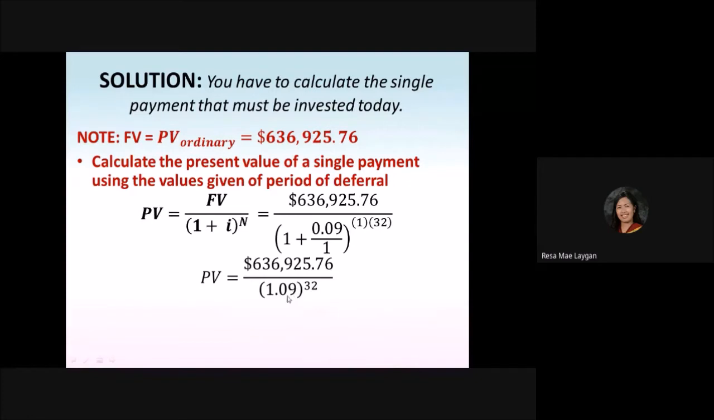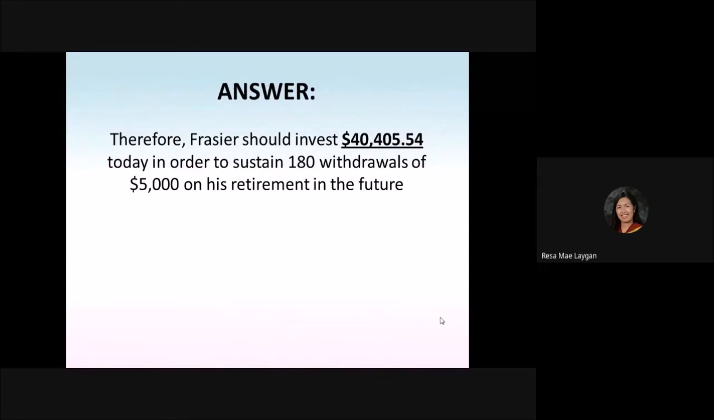So we have to resolve this 1.09 to the raise of 32. Then we will get the value of 15.76332879. So simply divide this amount by this, dividing the two amounts. So we will be able to get the present value of $40,405.54. Therefore, Fraser should invest $40,405.54 today in order to sustain 180 withdrawals of $5,000 on his retirement in the future.